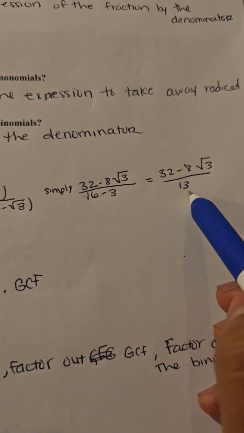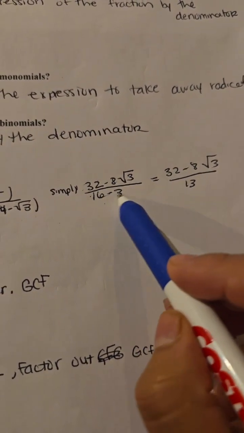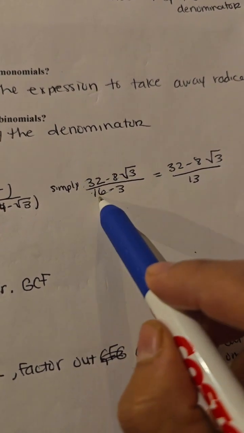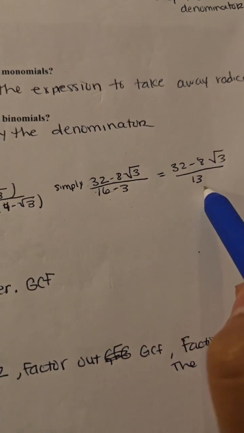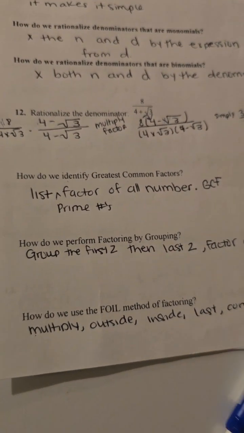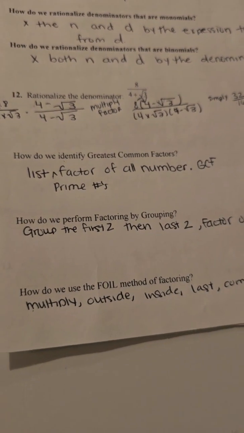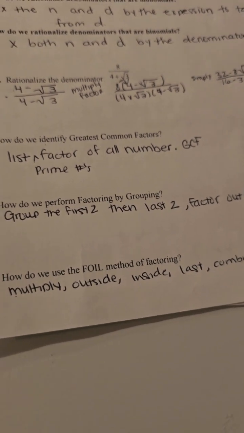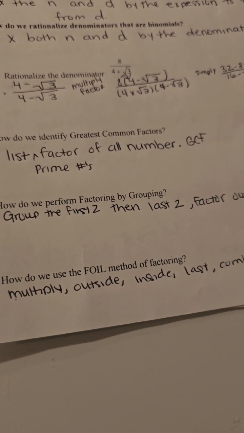We're just going to keep doing the same thing. So this top part is fine. And then we're going to subtract, and it would be 13. So how do we identify the greatest common factor? By listing all the factors of all the numbers.